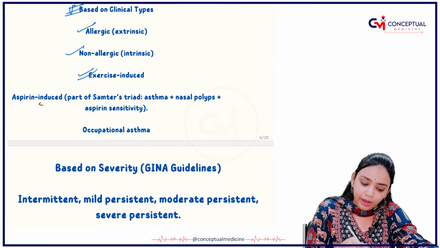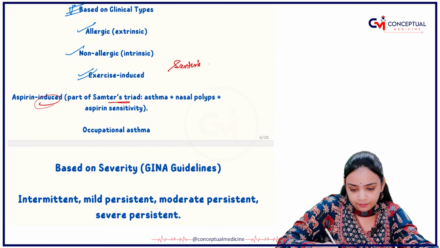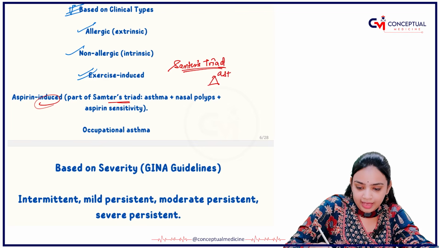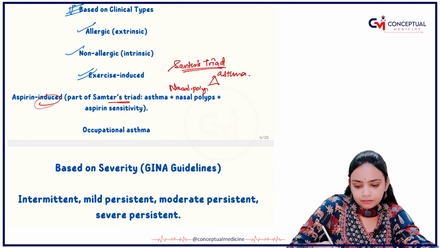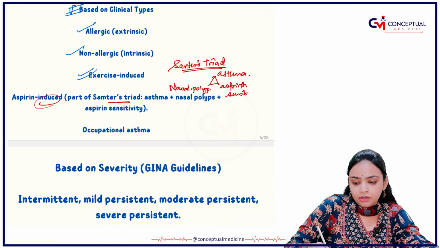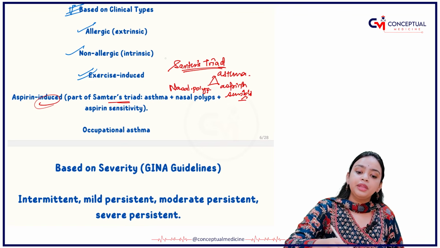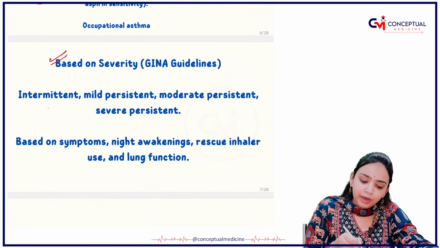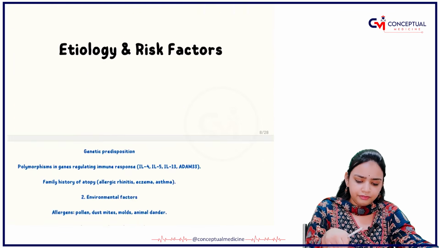Okay, here you have a triad called Samter's triad. Here you have a triad of asthma, nasal polyp, and aspirin sensitivity. So if this triad is asked in your MCQ exam, you have to name it as Samter's triad, first thing. Then based on the severity, you have intermittent, mild, moderate, and severe, that we all know from our first year, right?